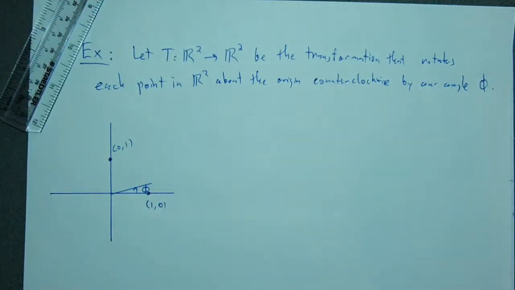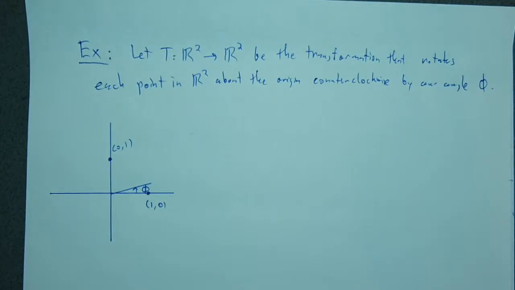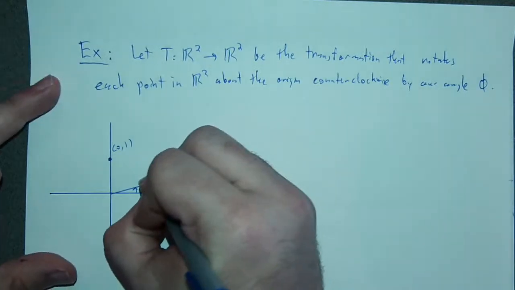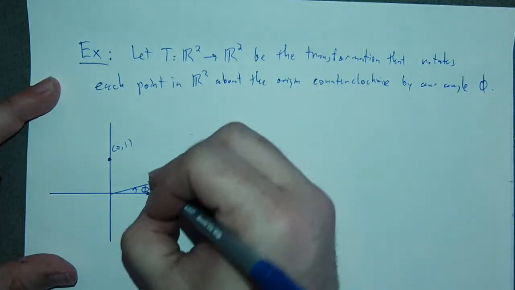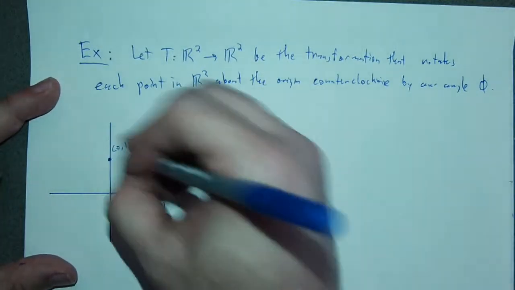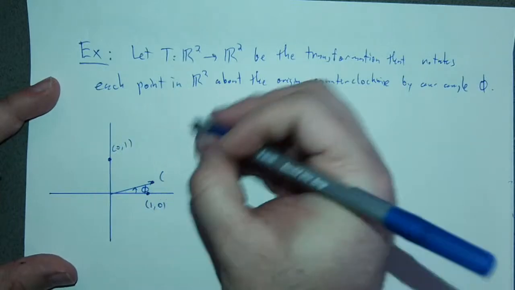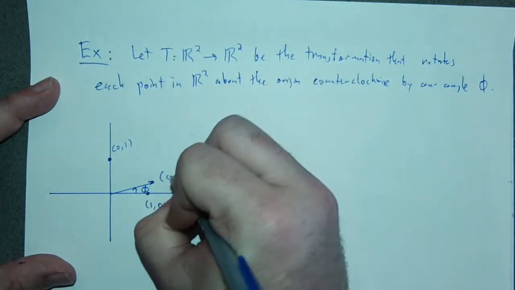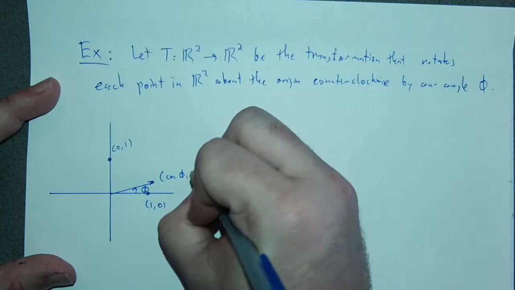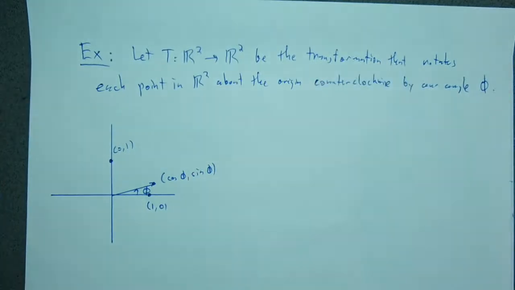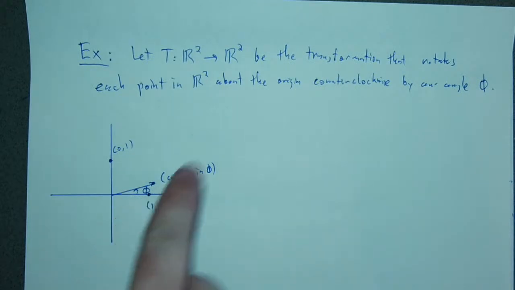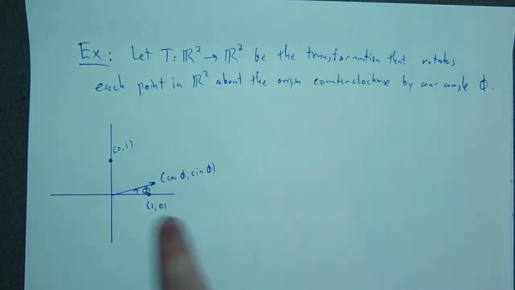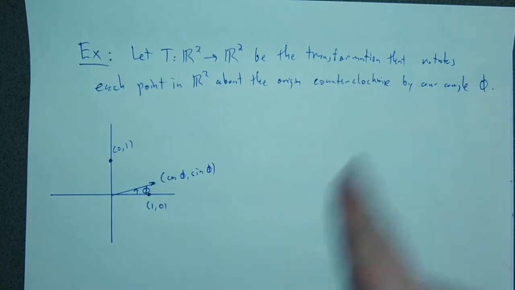All right, so there's my angle phi. If I'm rotating a point, pointed to here, if this point's actually on the unit circle, I didn't draw it on the unit circle here, but if this point were on the unit circle, this would be the point cosine phi, sine phi. That, of course, would get rotated counterclockwise around the origin by angle phi.